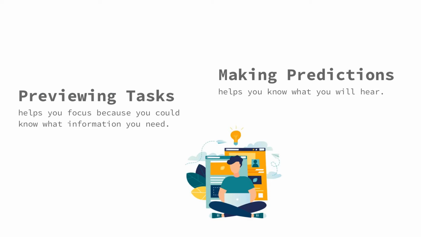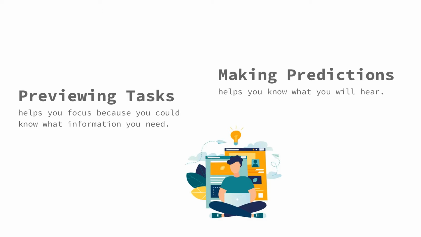There are some activities you can do in pre-listening, but here we will only discuss two of them: previewing tasks and making predictions. Previewing tasks helps you focus because you could know what information you need. Making predictions helps you know what you will hear. Knowing what information you need and what you will hear can help you understand the recording better and answer the questions better.